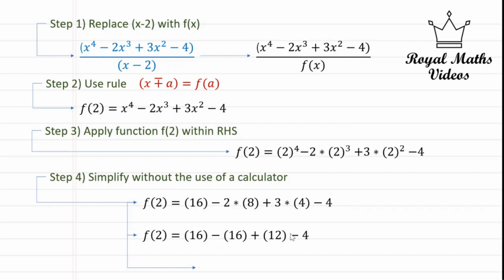Now we just simply subtract and add these together. So 16 minus 16 is 0. So then all we have is 12 minus 4, which is 8. So f of 2 is equal to 8.